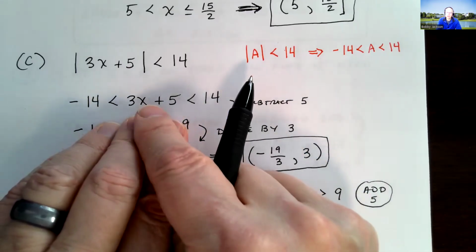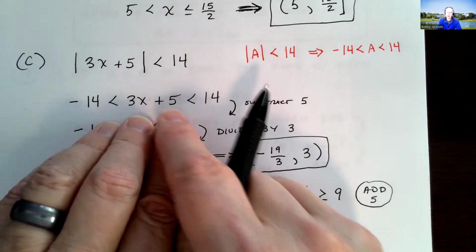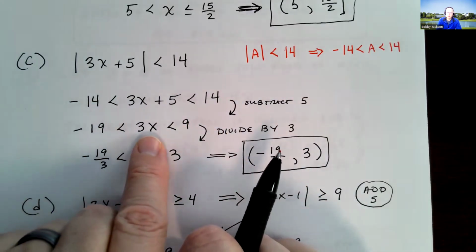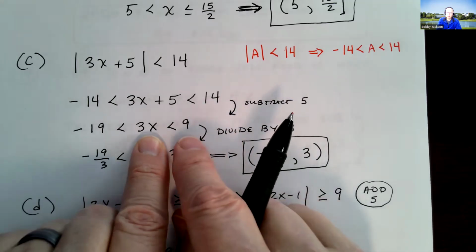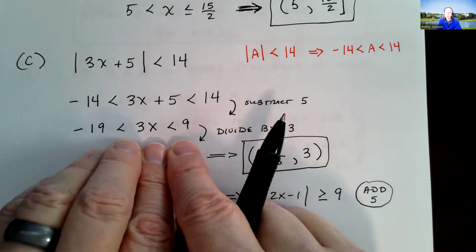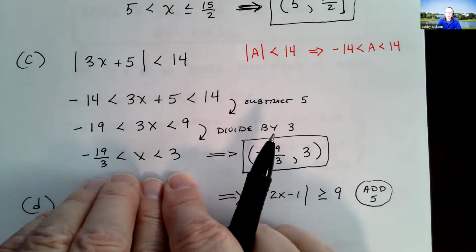So to isolate x, this is just like the one I just did. I'm going to get x by itself here. I'm going to subtract 5 from everything. Negative 14 minus 5 is negative 19. Then here I have 3x. 14 minus 5 is 9. And then I'm going to divide by 3. Again, dividing by a positive number does not change the direction of the inequalities. And I get the following, right?